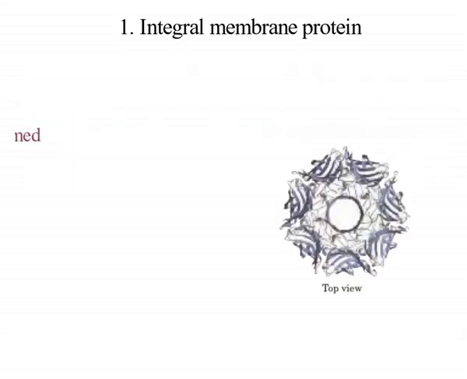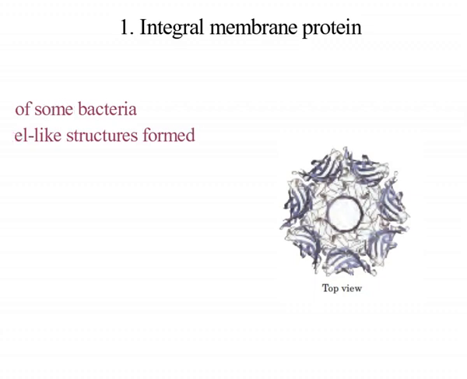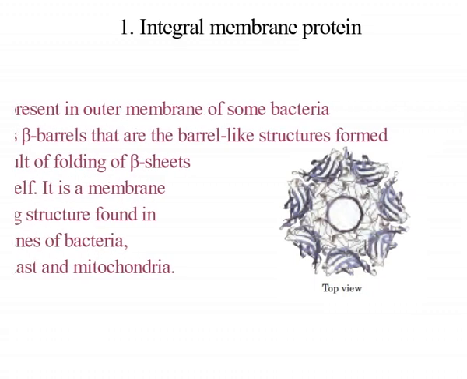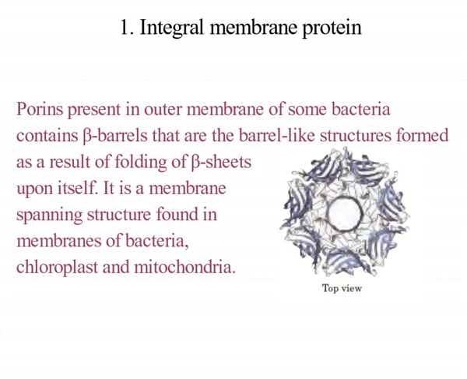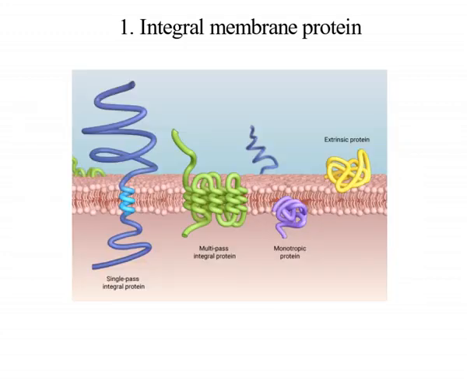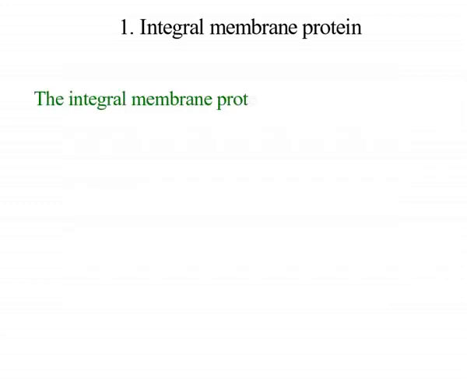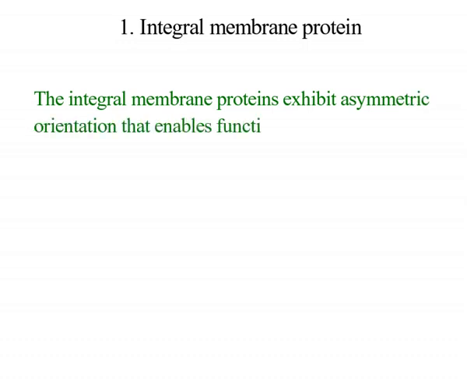Porins present in the outer membrane of some bacteria, chloroplasts, and mitochondria contain beta barrels, which are barrel-like structures formed as a result of folding of beta sheets upon itself. The integral membrane proteins may have single or multiple membrane spanning domains. The integral membrane proteins exhibit asymmetric orientation that enables functional asymmetry.